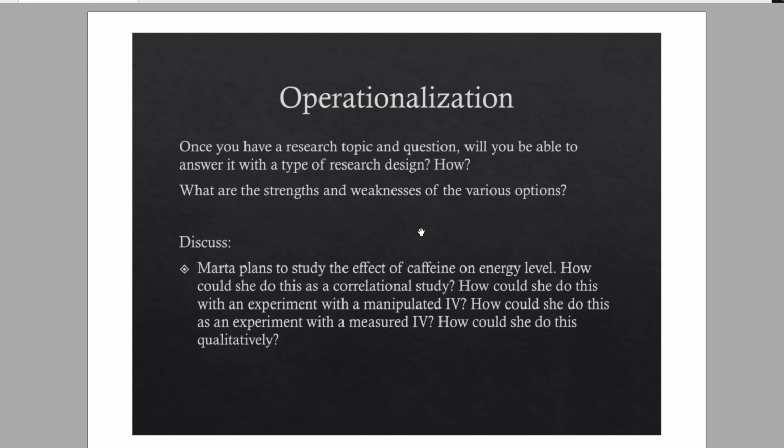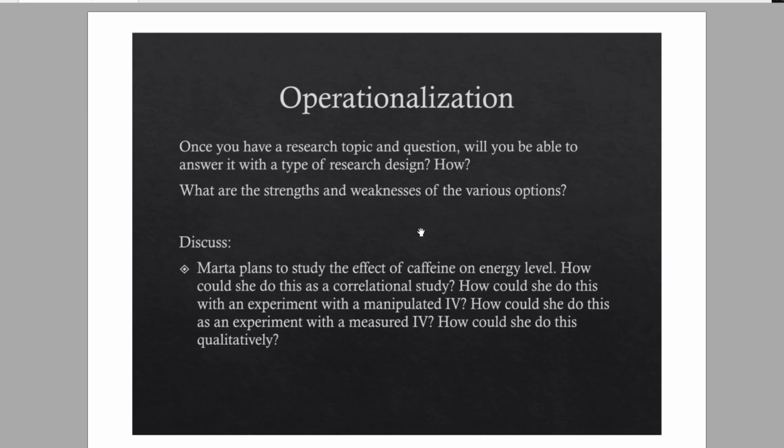Anyway, you can have a go at what you would do if you wanted to study the effects of caffeine on energy level. How could you do that as a correlational study? How could you do that with an experiment with a manipulated independent variable? That's where you give some people a lot of caffeine and some people no caffeine, but a decaffeinated drink, just so that you keep it the same.